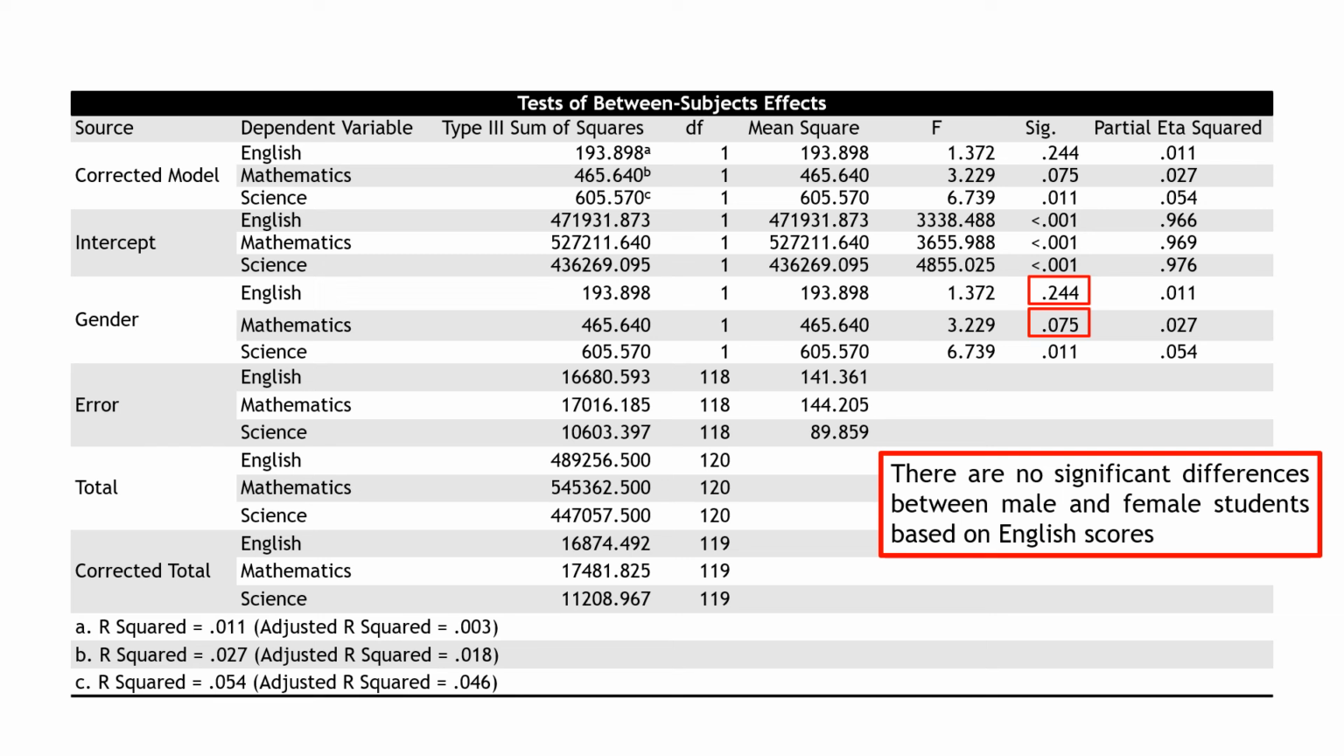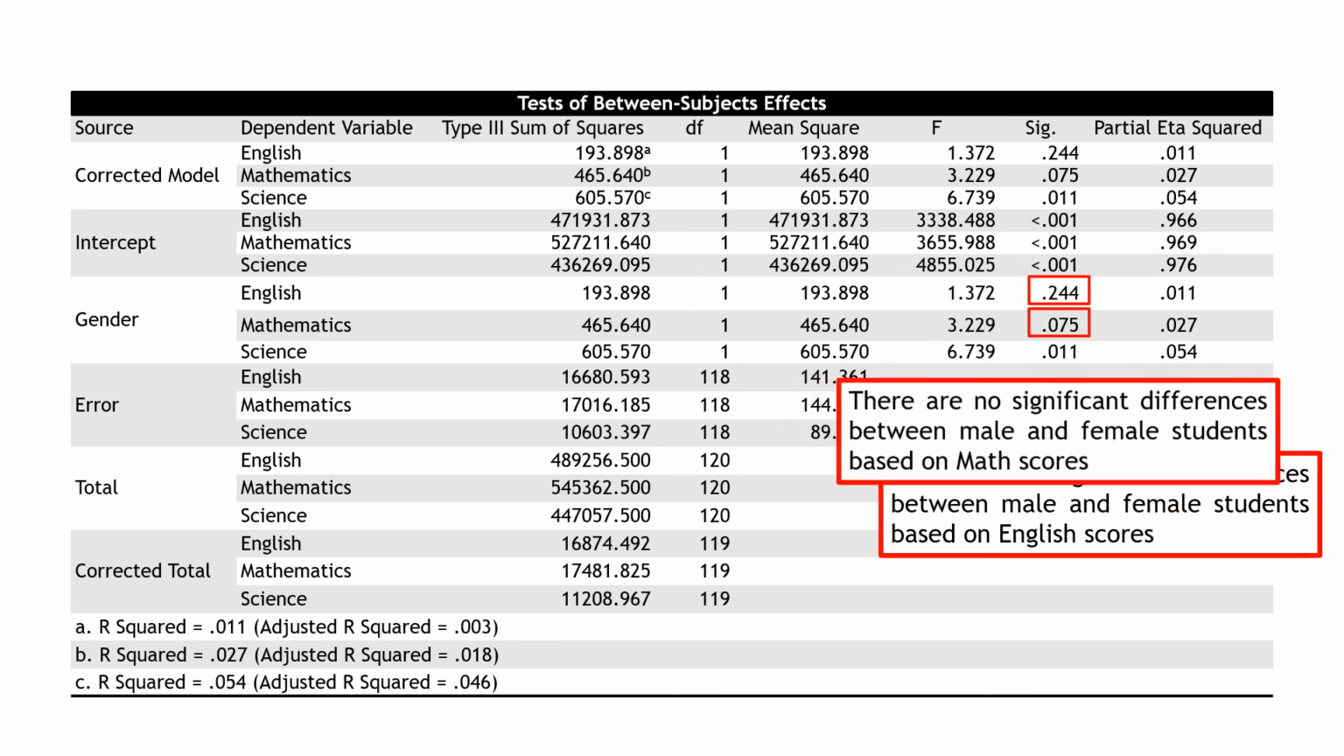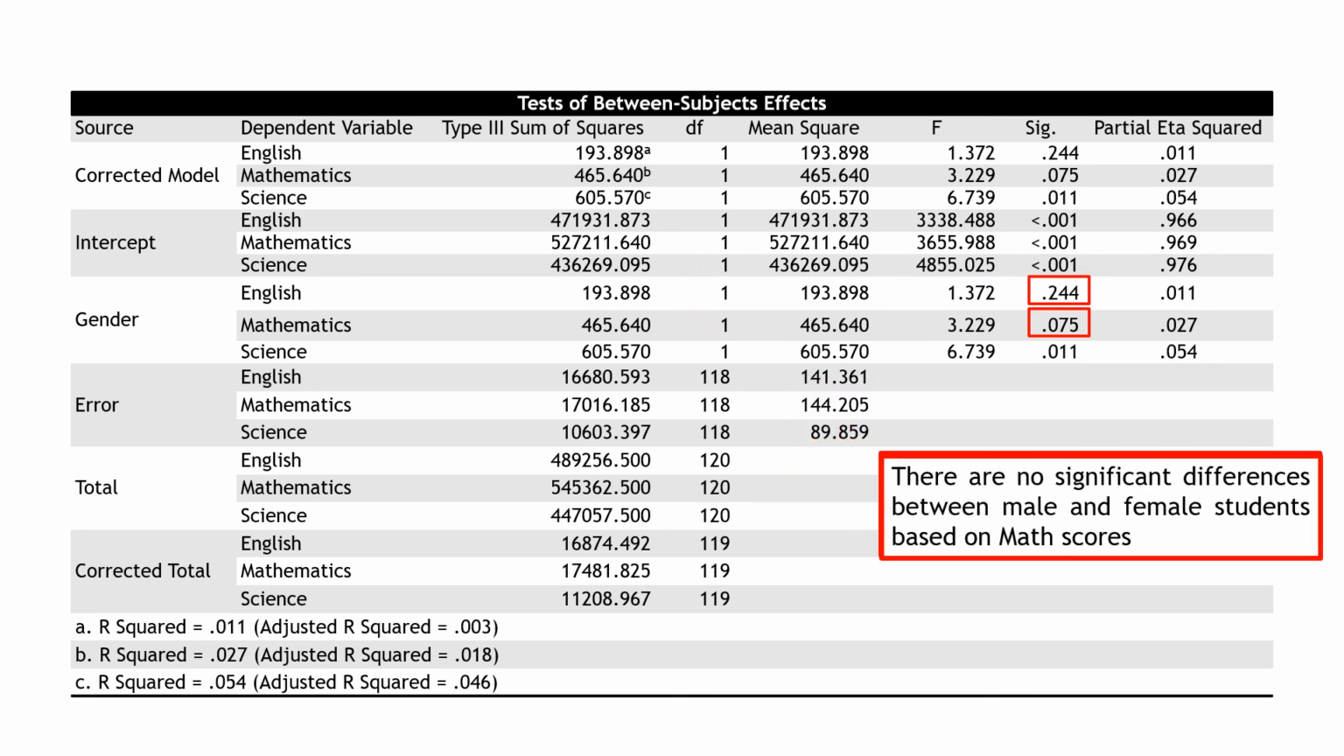For mathematics score, the significant value 0.075 indicates the null hypothesis is accepted. This means that there are no significant differences between male and female students based on math score. And for science score, the significant value 0.011 indicates the null hypothesis is rejected. This means that there are significant differences between male and female students based on scores for science subjects.